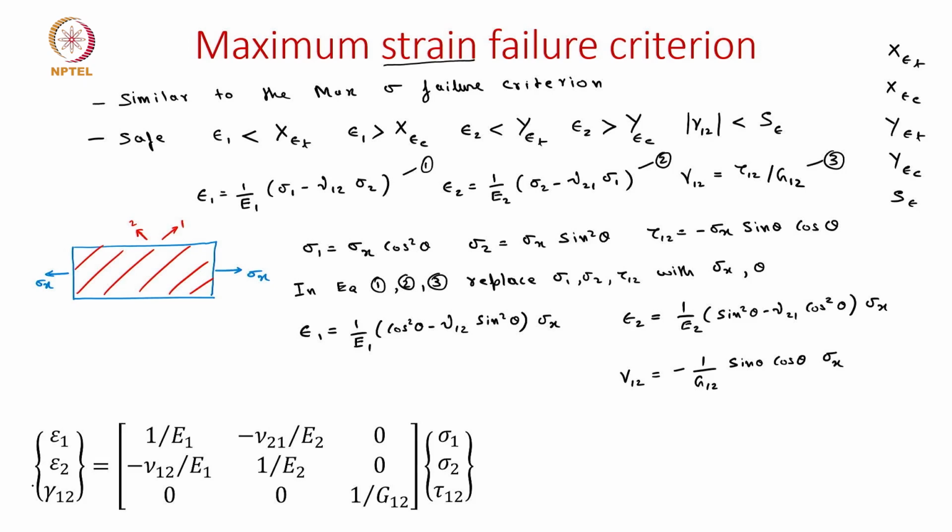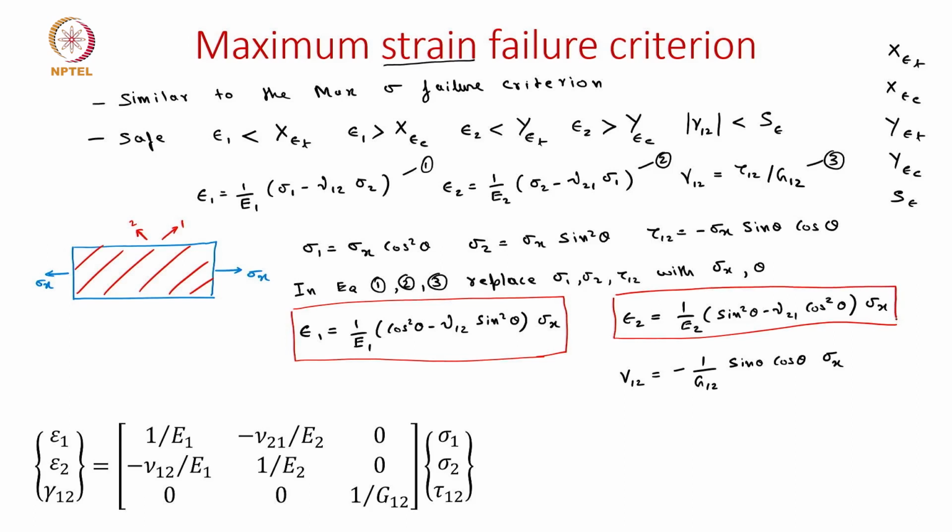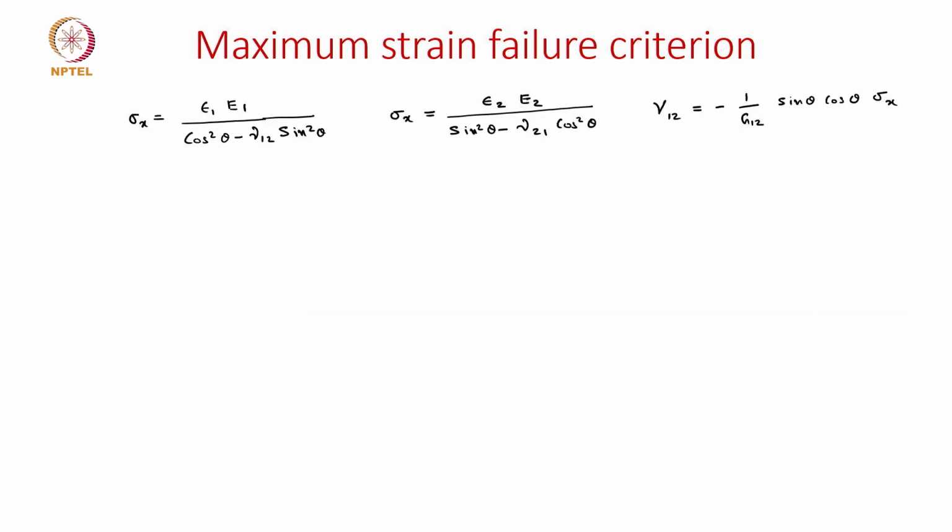Okay, so what we have done till now is only to show the strains in terms of sigma x, which is the applied load, and the orientation angle theta. So in the next slide we will rewrite this expression where we bring the sigma x to the left hand side and then rewrite these three equations. So these are the three expressions now written where sigma x is moved to the left hand side.